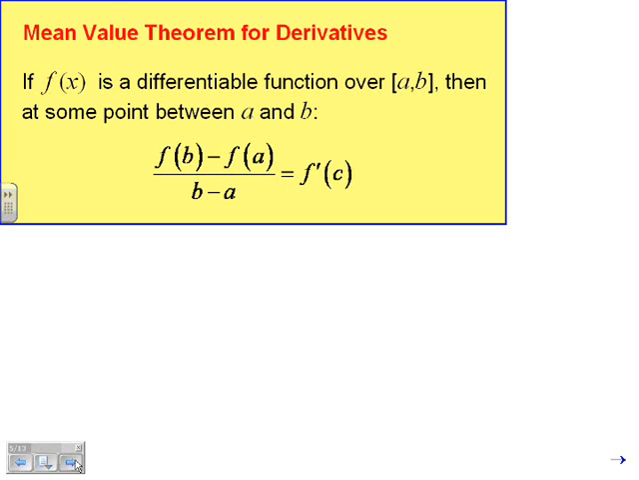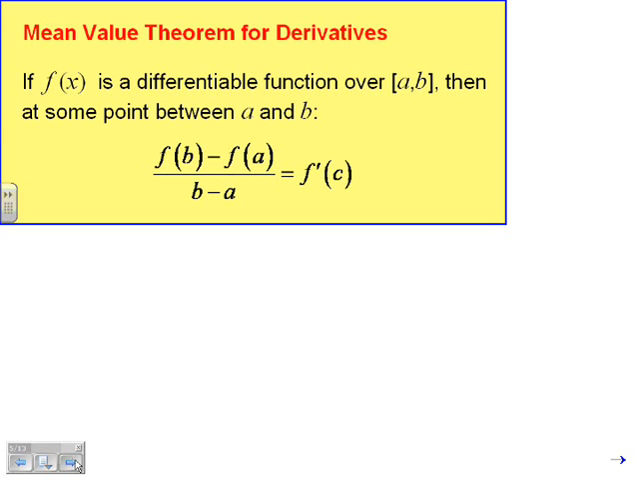If f of x is a differentiable function over the closed interval a to b, then at some point between a and b, f of b minus f of a over b minus a equals f prime of c. As we go through this, I'm going to give you some fairly concrete examples, even though I'm guessing at this point that looks like it doesn't make a whole lot of sense at all. It's actually a really straightforward concept. I think you'll latch onto it pretty easily.